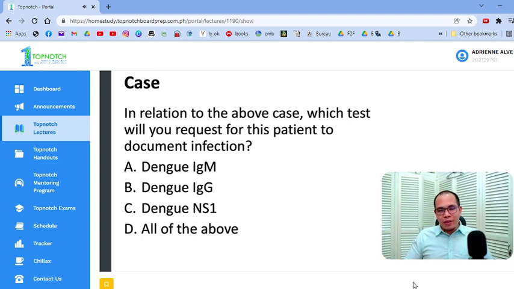Okay, you will not request for everything in the panel. Okay, usually ang choice lang naman yan NS1 or dengue blot. Usually sabay na yung dengue blot, IgM and IgG siya. Okay, but please do remember the timing.